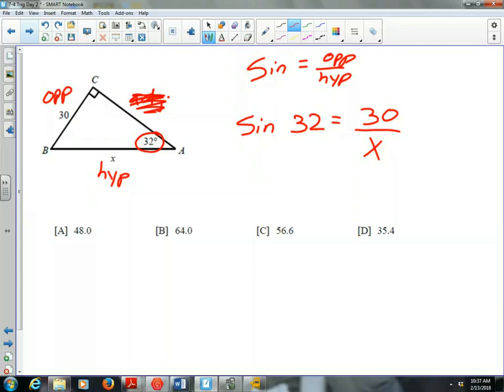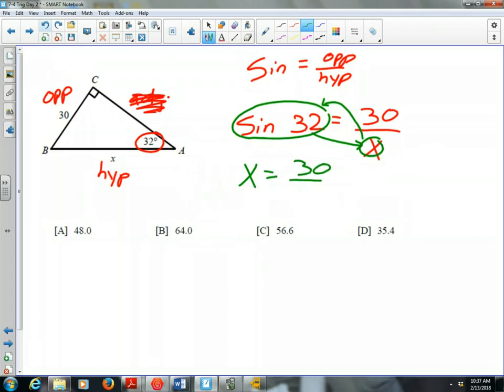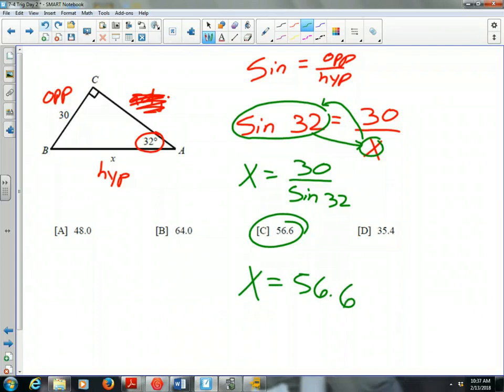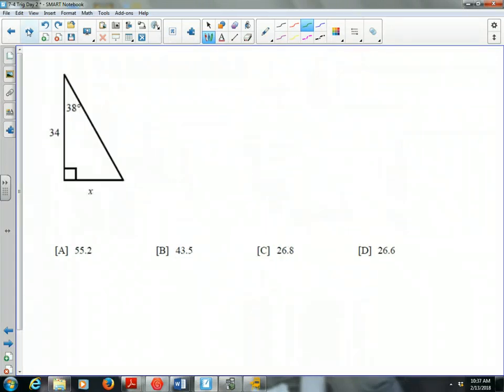All right, class, when we cross multiply, we get stuck, don't we? We don't want to cross multiply that. Just like the last one, instead, let's move this down here and let's move this up here. So x equals 30 divided by the sine of 32. You guys can put that in your calculator. When you do, you should get approximately 56.6. X equals 56.6.